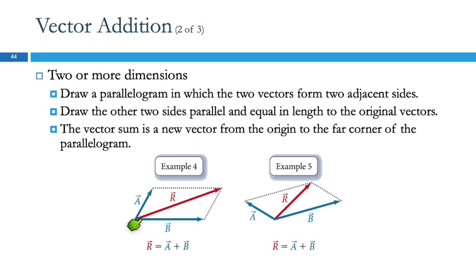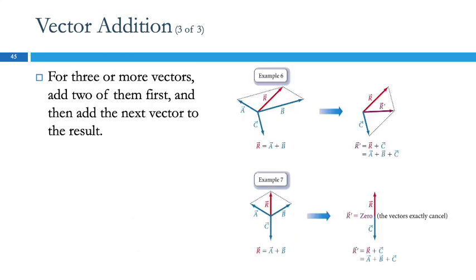In 2 dimensions, what you would do is take your 2 vectors and have the positive ends together, and then draw a parallelogram, and the sum of those is going to be the diagonal of the parallelogram. And if you have 3 or more, you add 2 of them together, and then add the 3rd one to the sum of the first 2.